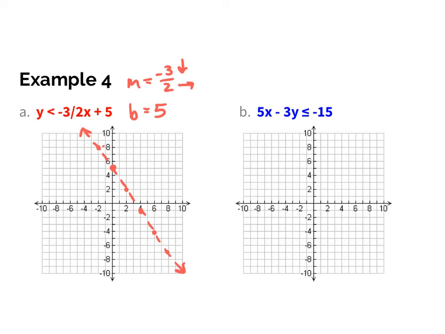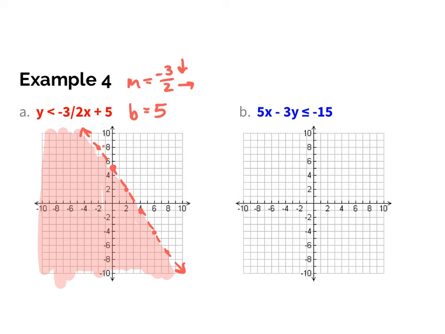So the dashed line is just showing I don't want to include those points. And then because it also says less than, we are going to shade the region of the graph below the line. Basically, what I'm shading in is showing that any point that falls in that region of space would be a solution to this inequality, okay?